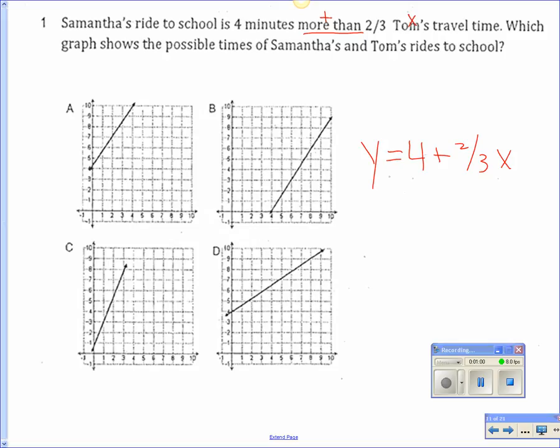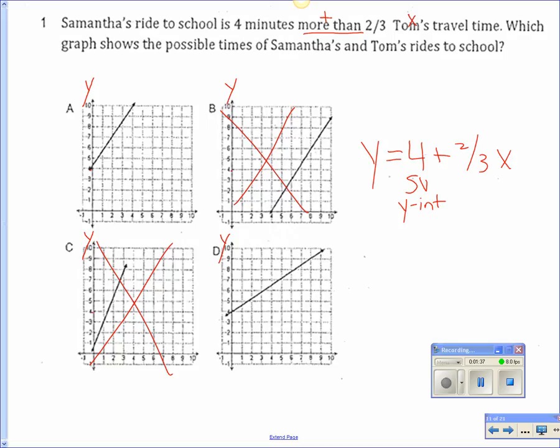Okay, now we need to see which graph matches that. 4 is my starting value. Remember that is the y-intercept. So we're looking at the y, and we're making sure that 4 is on the y. So if you look at A, is 4 on the y? Yes. What about B? No. What about C? No. Okay. So we're down to A and D.